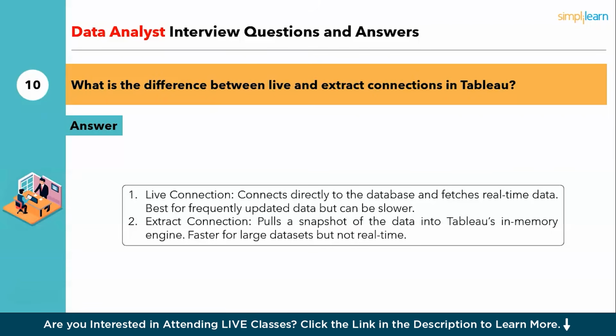Now, the second type, an extract connection, pulls a snapshot of the data into Tableau's in-memory engine, faster for large datasets, but not for real-time. The second one may be considered batch processing, but if you're not quick enough and spend a lot of time on batch processing, within a short period, maybe 1 hour or 1 day, the data changes and your report will not stay valid for longer durations. So based on your requirement, you proceed with either live connections or extract connections. Now with that, we have come to an end of this theory part. And after that, let's proceed with the second part.